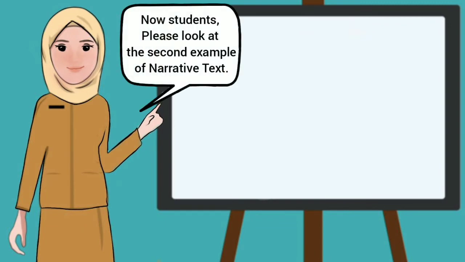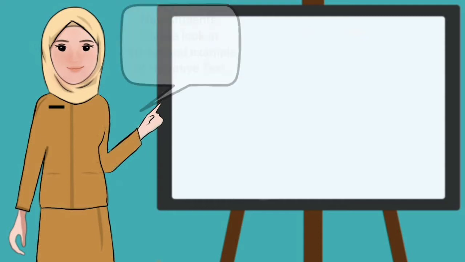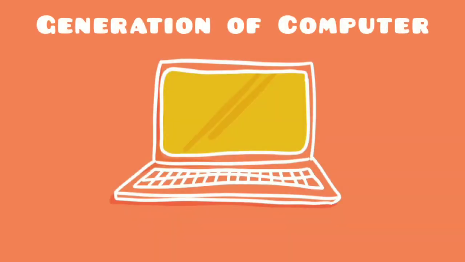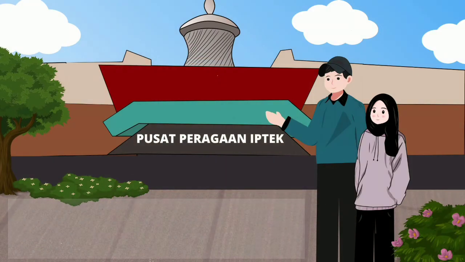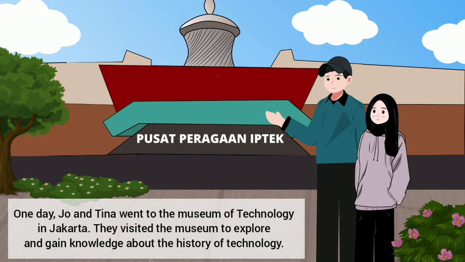Now students, please look at the second example of narrative text. One day, Joe and Tina went to the Museum of Technology in Jakarta. They visited the museum to explore and gain knowledge about the history of technology.